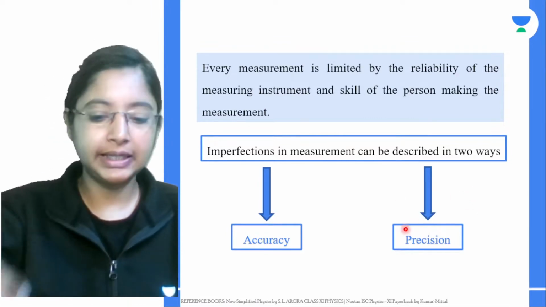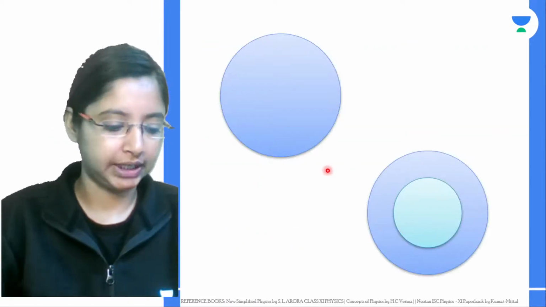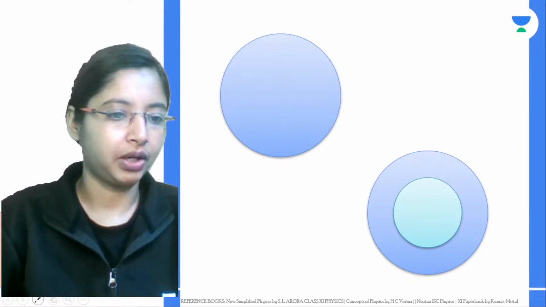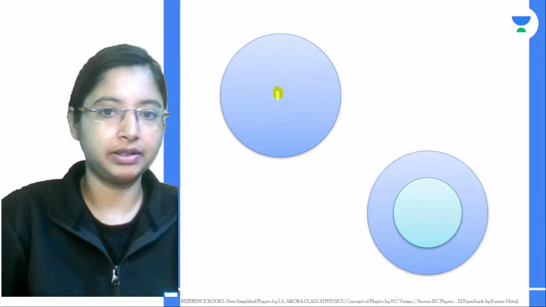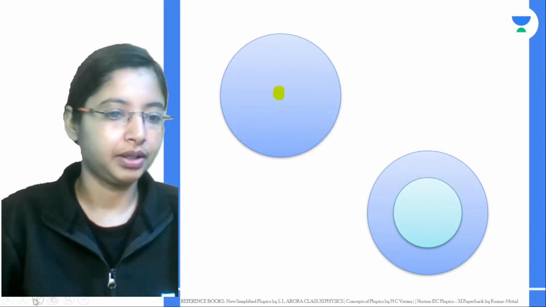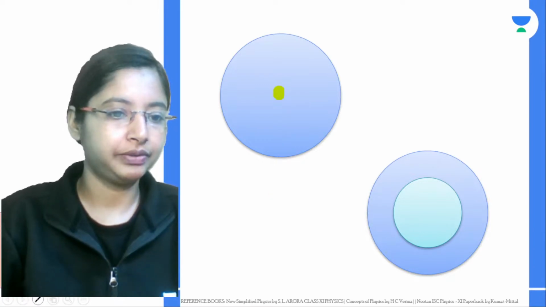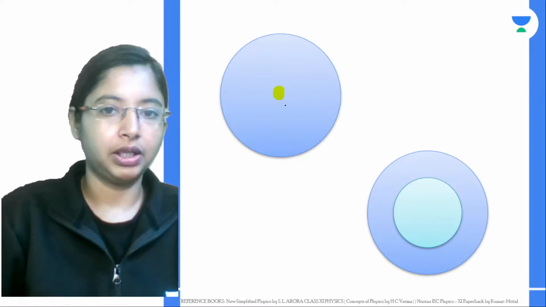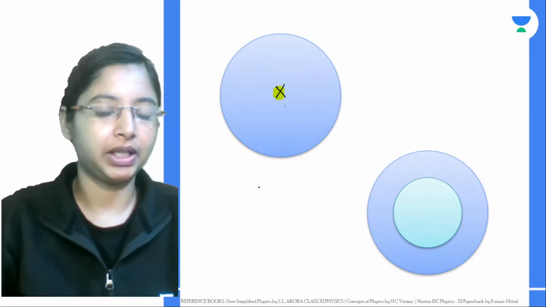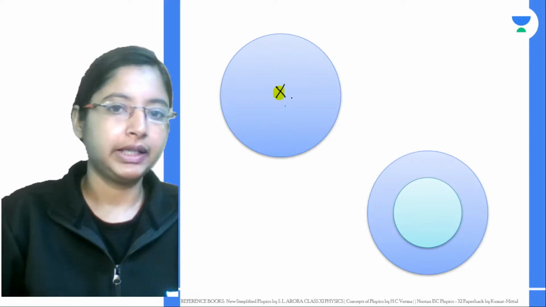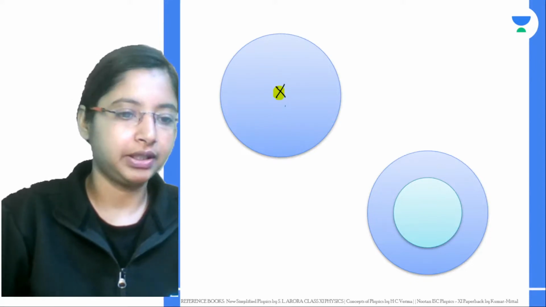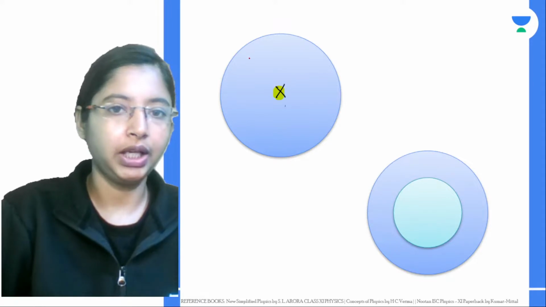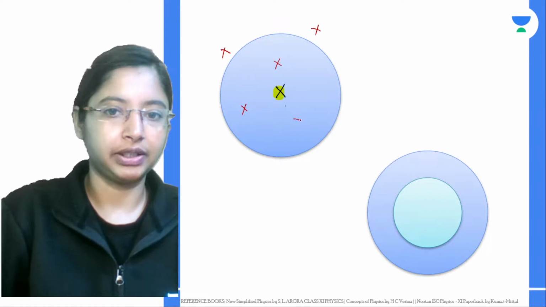To understand precision and accuracy, let's do it with an example. Let's say you're playing a game of darts. This is your target, exactly where you want to hit. Now let's say you throw the dart and you're hitting somewhere over here, here and here.